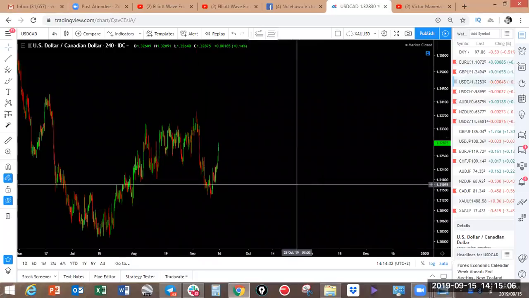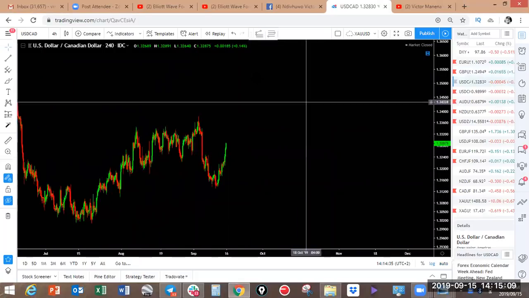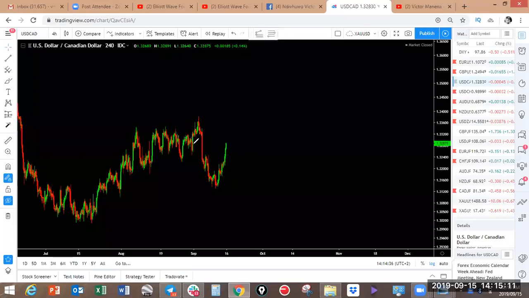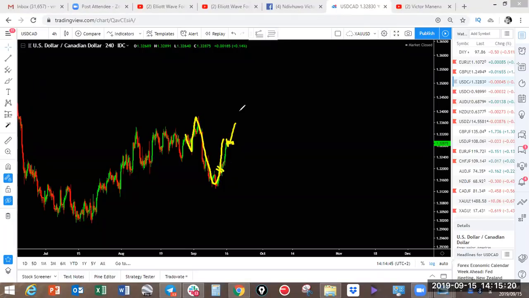USDCAD, we've already looked at this during our analysis. As I've indicated, we've got a number of moves here. 1, 2, 3. Now we're looking for this one. We've got a trade here, which we've taken right at the bottom. We're already 100 pips up on this one. We expect this one to keep pushing higher.